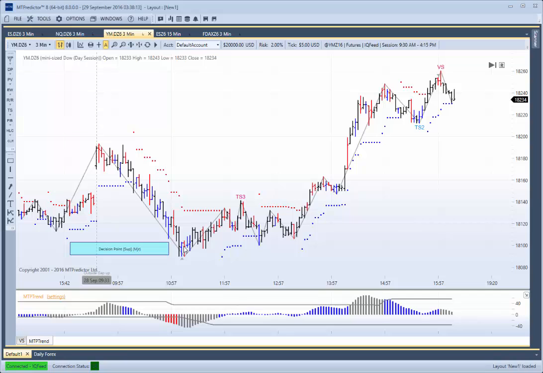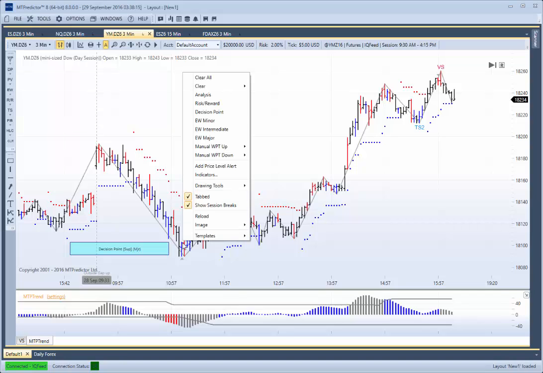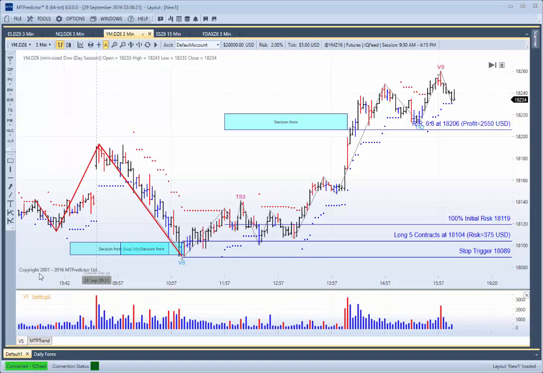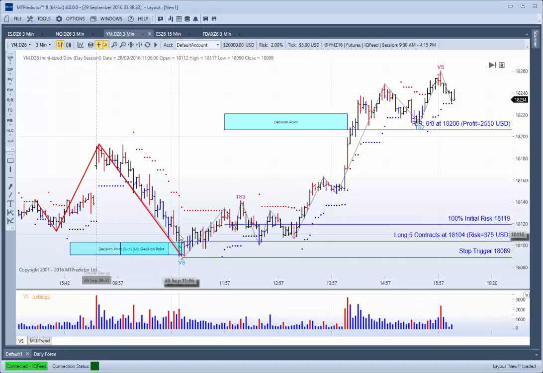If I place the analysis on this blue buy bar here, we right mouse click, do analysis, you can see this was a VS or a volume spike setup. This is one of our new trade setups, along with our new MTP trend indicator, again in our new MTPredictor 8 that's coming out soon, and our NinjaTrader 7 and 8 add-ons. This is where the market on the previous bar, this bar here, did a volume spike, you can see there with our volume indicator, as it went through the previous low.